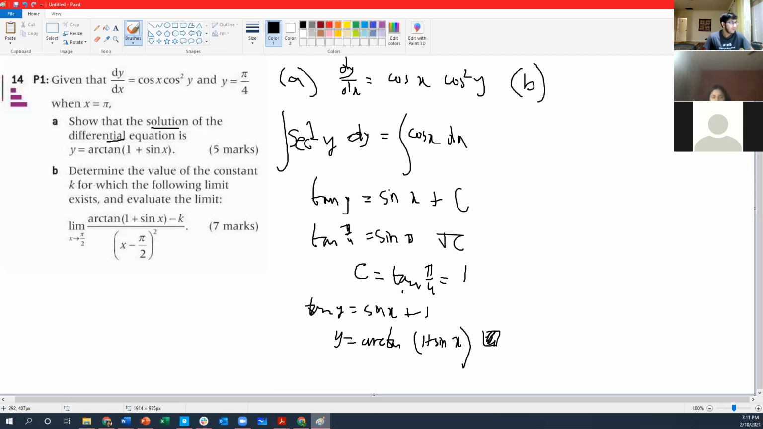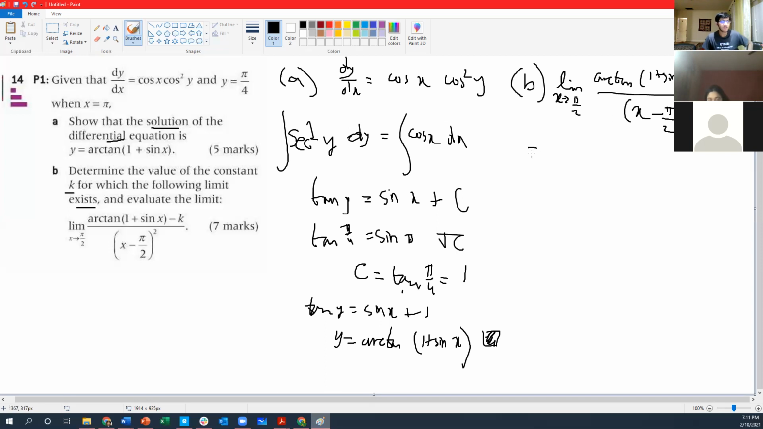Okay. Determine the constant k for which the limit exists, and then evaluate the limit. So we want the limit as x approaches pi over 2 of arctan of 1 plus sine x minus k, divided by x minus pi over 2 squared. My understanding is you're probably going to have to use L'Hopital's rule, right? It doesn't seem like this is something that's going to come easily.